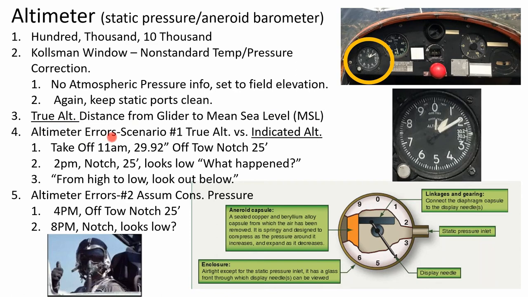Let's get into the altimeter and some of the possible errors or things that could happen. A little scenario I wanted to throw in here about how the altimeter works. Here we are in Hood River, you're at 600 feet, taking off at 11 a.m. The pressure was 29.92. You took off and got off tow at the notch.